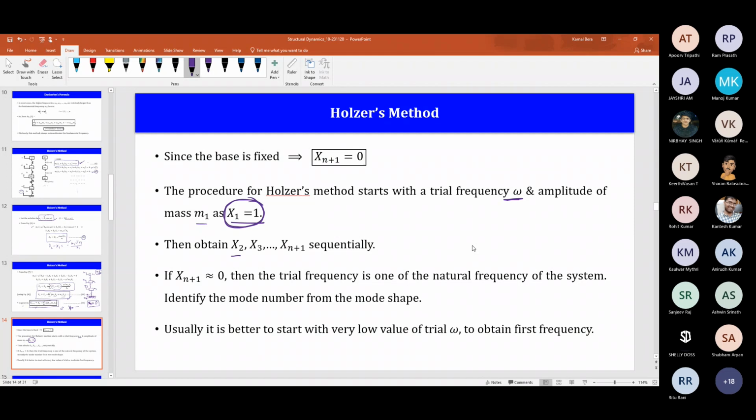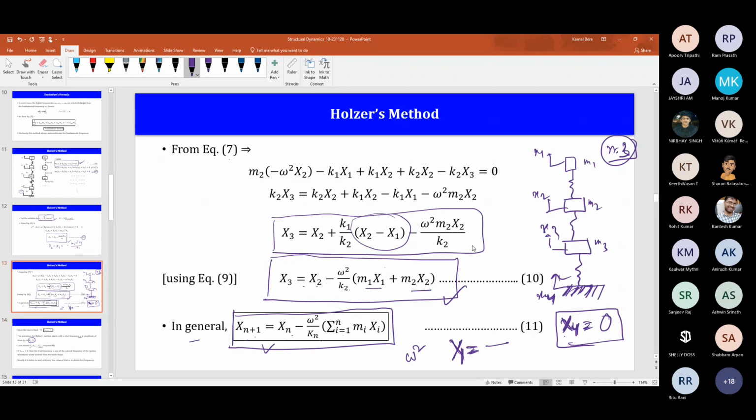Then you can find out x2. Once you obtain x2, you can find out x3, and so on and so forth, you can finally go to x(n+1). So for a 3 degrees of freedom system, you have to find out x4 finally. Considering x1 equal to 1 and omega square some assumed value, if you find that x4 is close to 0, then your assumption is correct.